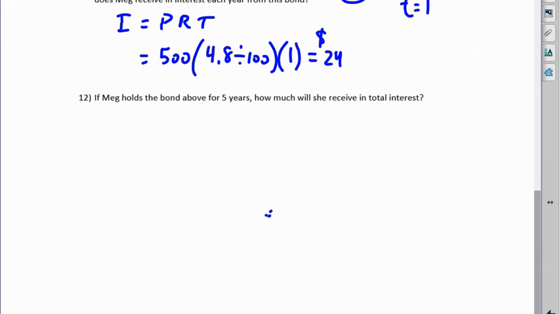And the last one, for 5 years, she's going to hold this bond. So $24 times 5, $120. And the bonds really are nice in that the interest that they pay is something that is told to you and stays constant for the term of the bond. So that's something nice because it's a guaranteed income.